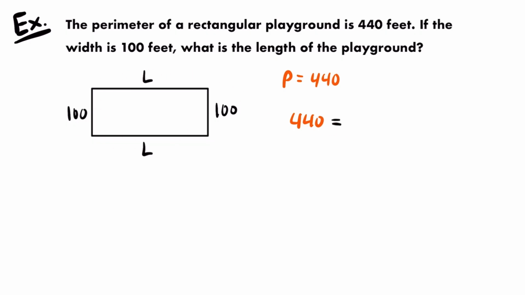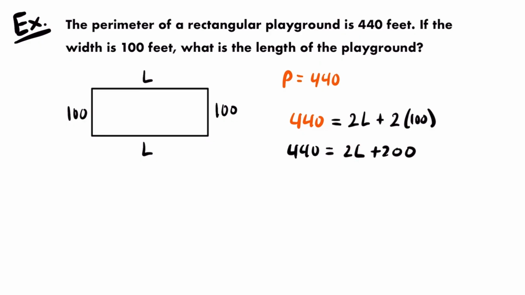Or an easier way to write it would be 2 times the length plus 2 times the width, which is 100. Right? That's a quick way to calculate the perimeter of a rectangle. The opposite sides are equal, so you can take 2 times the length and add that to 2 times the width. All right, so simplifying, 2 times 100 is 200, so we have 440 is equal to 2L plus 200. And then what we have here is an equation that we know how to solve. We can isolate this variable term and solve for L.